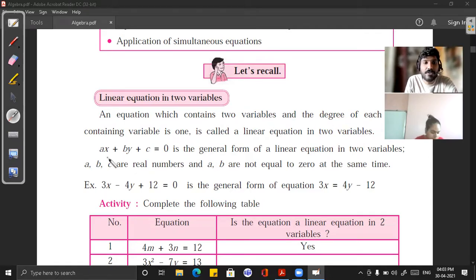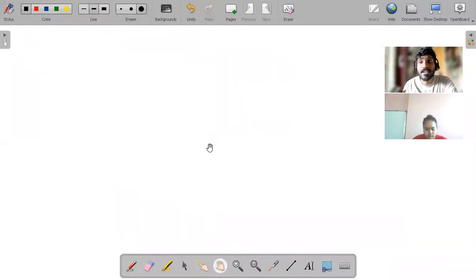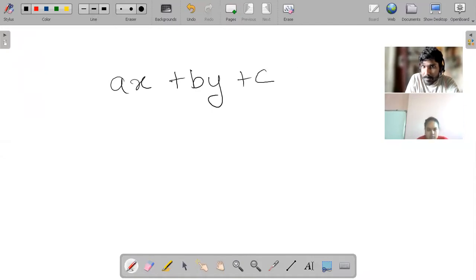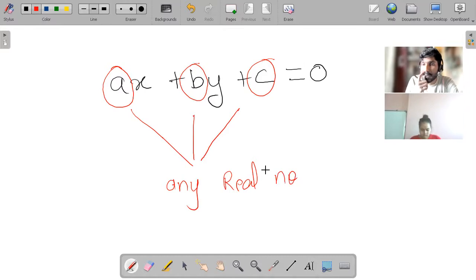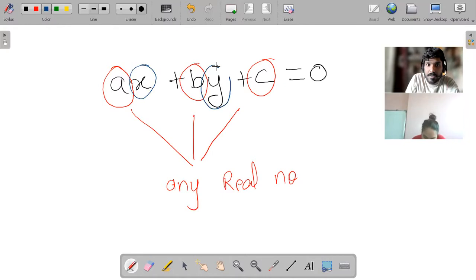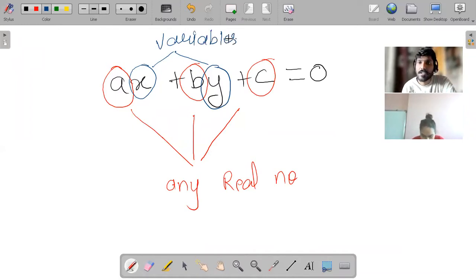Yes? Okay. Now, next line, ax plus by plus c equal to 0 is a general form of a linear equation. So the general form is how a linear equation will look like. In this, a, b, and c are numbers. These are any real numbers, and x and y are the two variables. So the general form of a linear equation is ax plus by plus c equal to 0. I'll write here, this is called the general form.